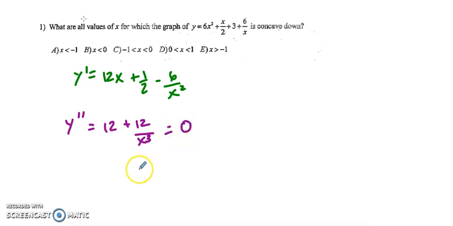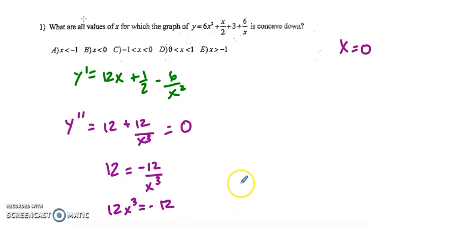I need to set that equal to 0. And I can see right away that I have a critical value where x equals 0, because if I plug in x equals 0 into my second derivative, I will have an undefined function. But if I subtract out 12 over x cubed from both sides when I set that second derivative equal to 0, I'll have 12x cubed equals negative 12, divide both sides by 12, and I'll have x cubed is negative 1, x equals negative 1.